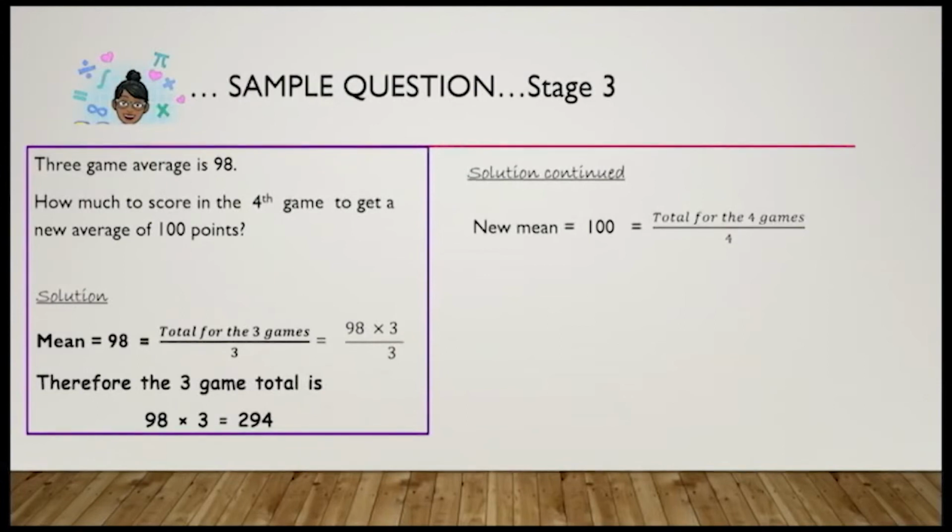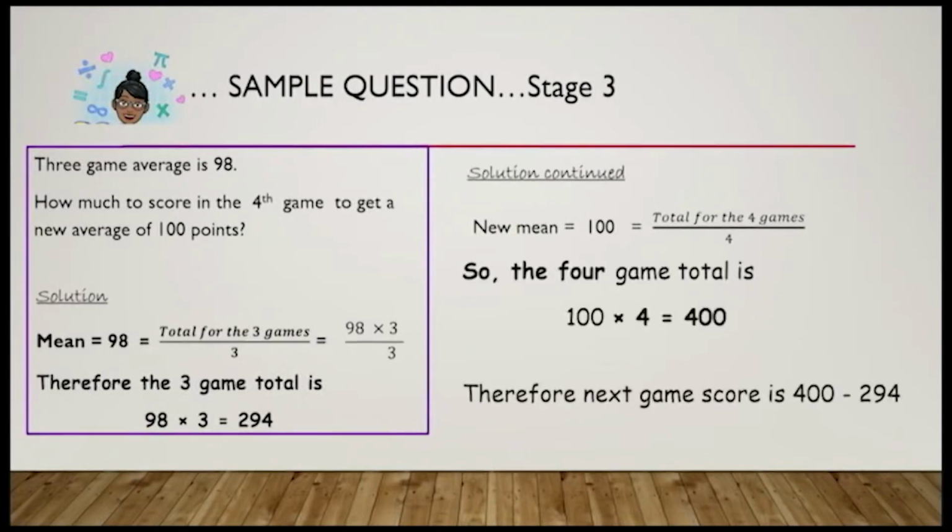Starting on the left below the question, the mean is 98 for the 3 games. So therefore, to multiply by 3 to get back what I started with as my total is 294. The solution continues. On the other column, the new mean, using a similar approach, would therefore be 400. Therefore, the next game score would be to subtract, which would give us 106.